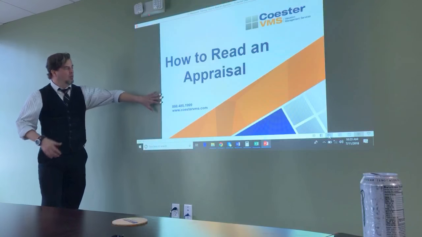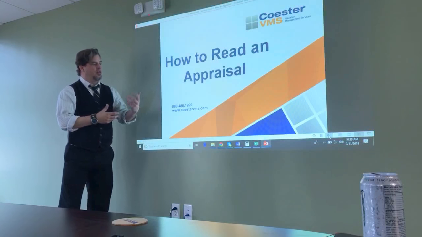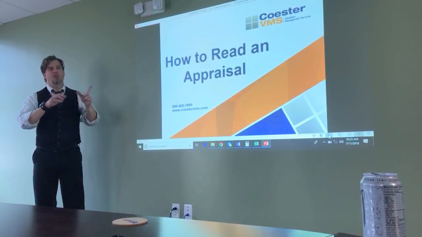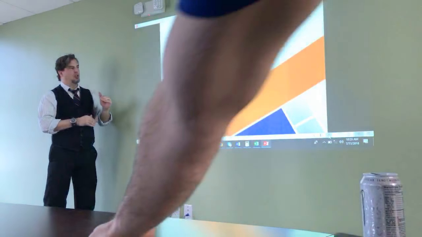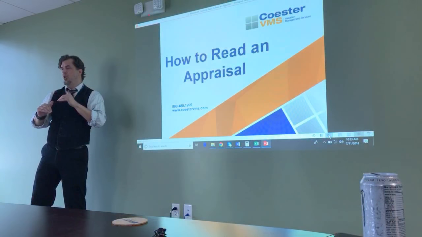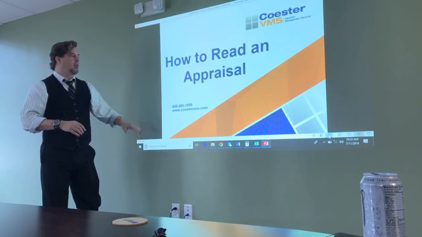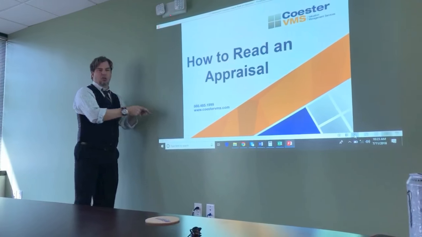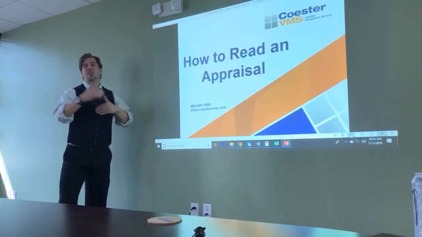But what I want to discuss is how the underwriter is going to look at the appraisal and how you as a loan officer can look at that appraisal to find if there are inconsistencies in the appraisal. Because it's really not just about the value, it's about how the appraiser reaches the value conclusion, okay? And is that supported?